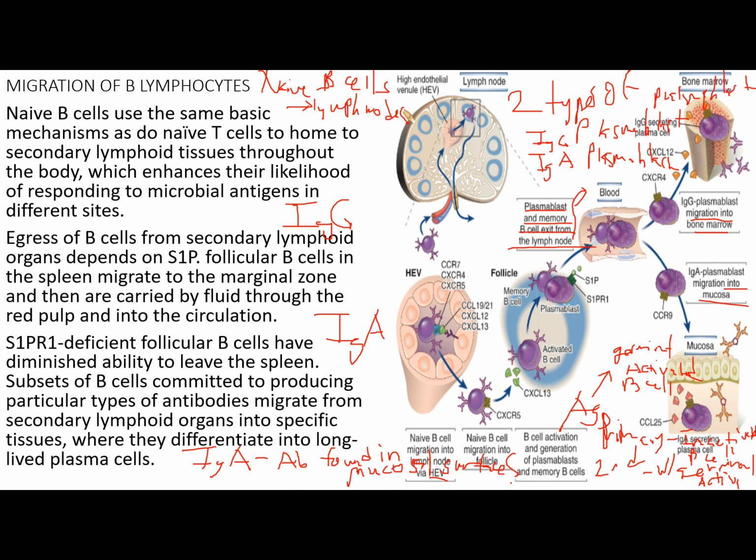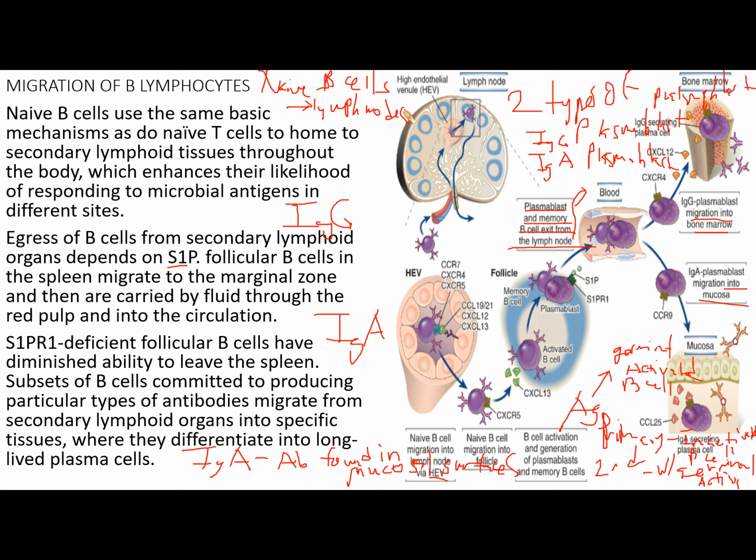Now, aside from that class, you have to remember that the movement of B cells from secondary lymphoid organs would depend on S1P. Follicular B cells in the spleen migrate to the marginal zone and then are carried by fluid through the red pulp and into the circulation. Now, S1PR1 deficient follicular B cells have diminished ability to leave the spleen. Subsets of B cells committed to producing particular types of antibody would migrate from the secondary lymphoid organ into specific tissues where they differentiate into long-lived plasma cell.